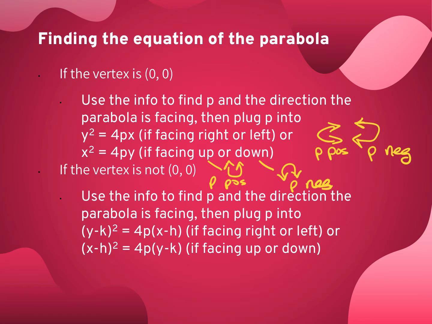If the vertex is not at the origin, not at 0, 0, we're still going to use the given information to find P and the direction. And then from there, we're going to use one of these equations. And then we'll replace our given information. So again, remember when it's y squared, it'll be the C or the backward C. When it's x squared, it'll be the U or the upside down U. So let's try some examples.